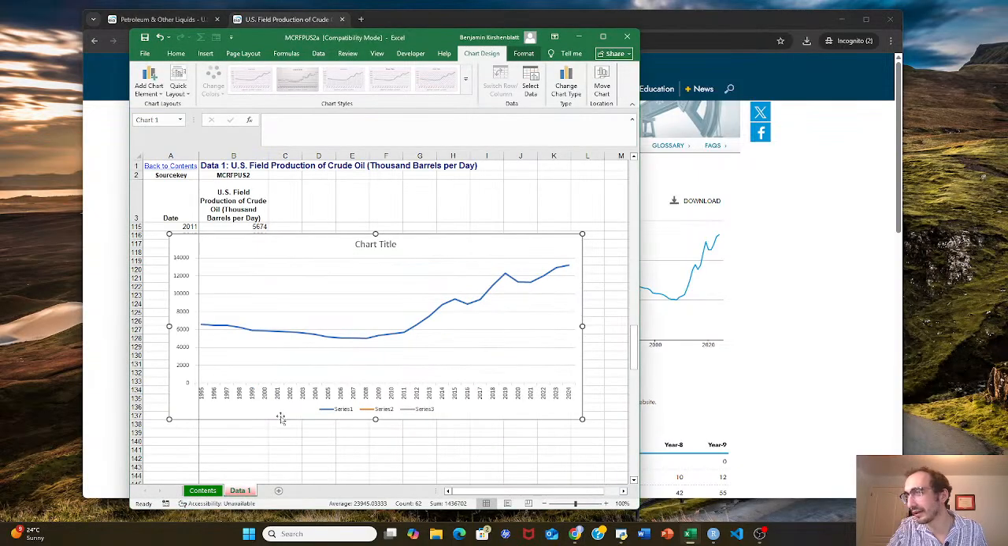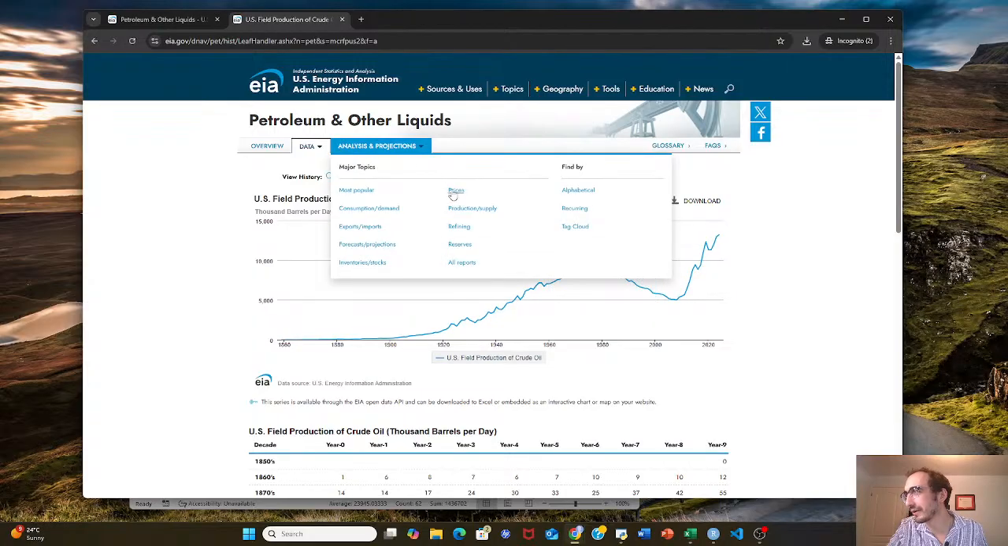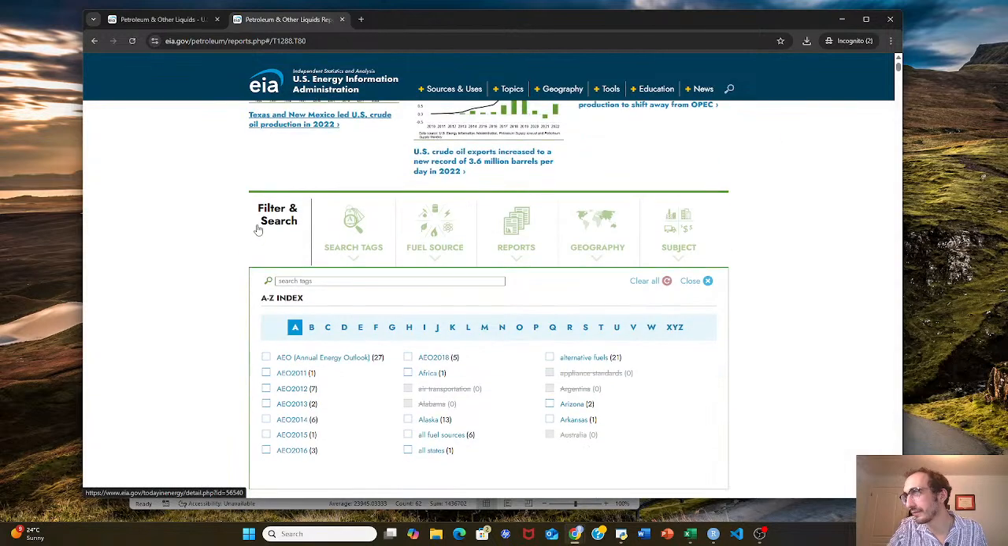Let's look at the data again. Yeah, it only goes to 2024. I guess there has to be 2025 production and supply. Here we go.